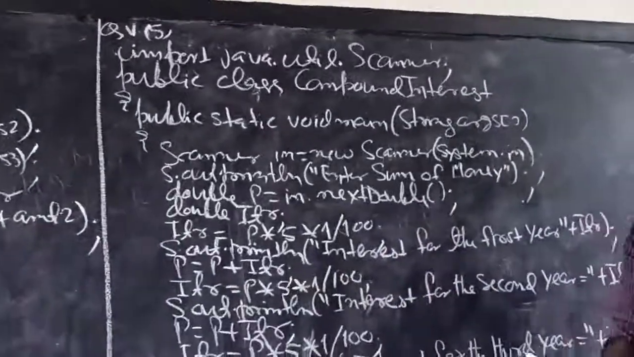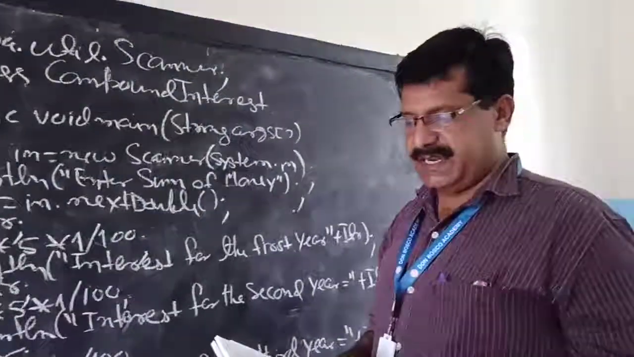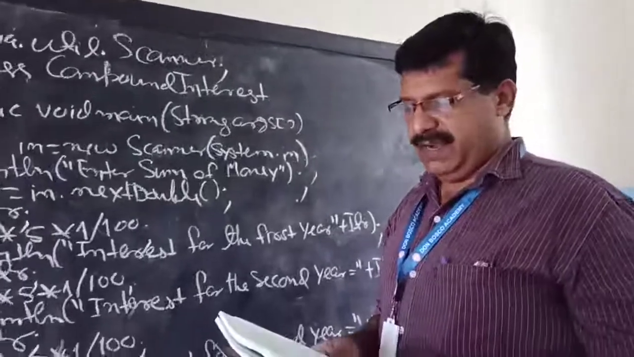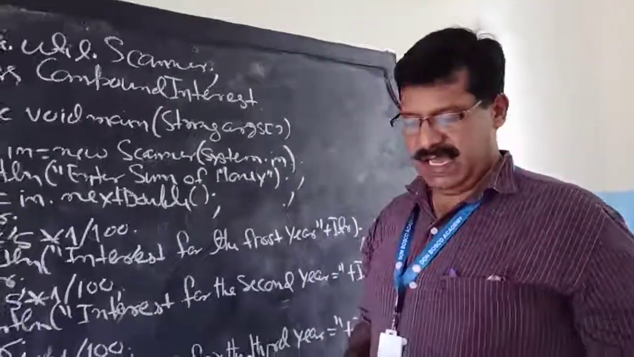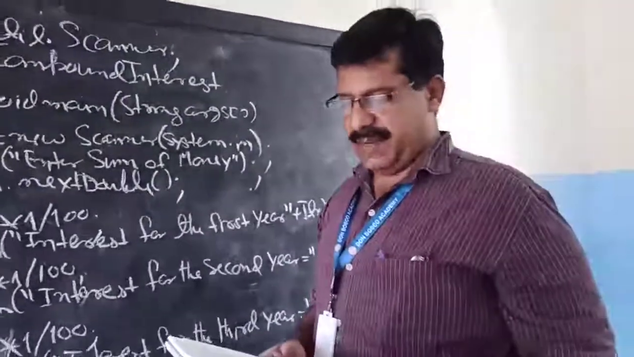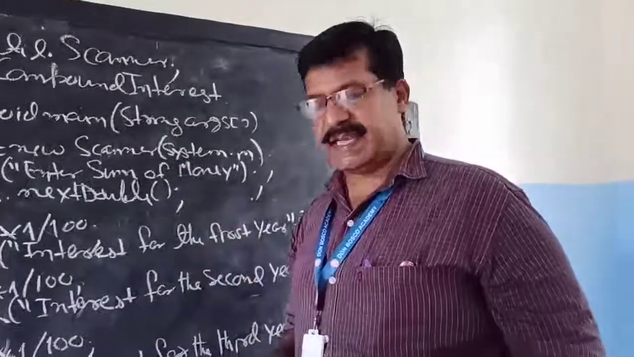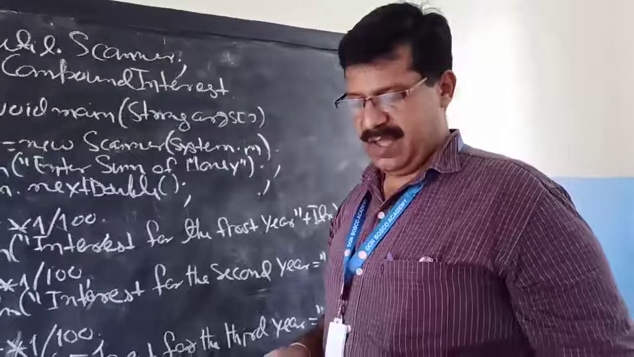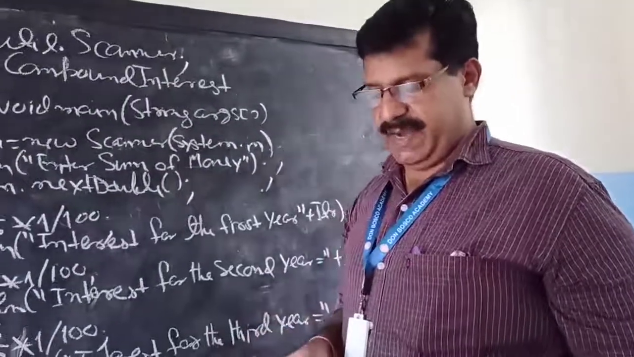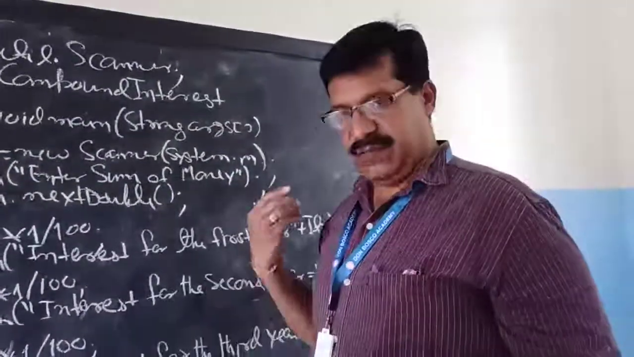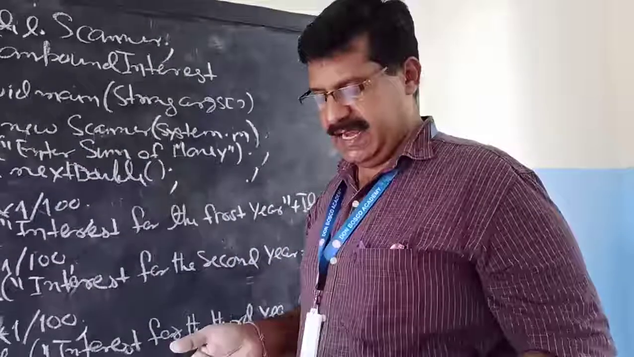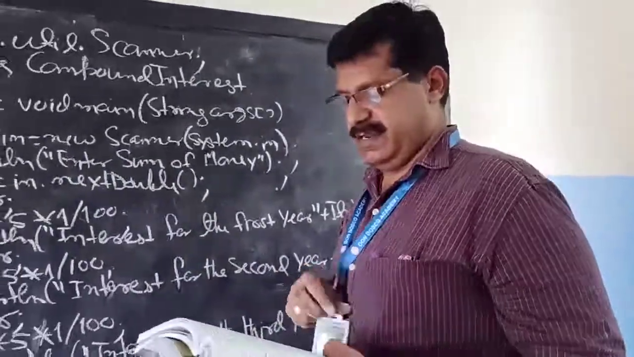Mr. Agarwal invests a certain sum at 5% per annum compound interest for 3 years. He has invested the money for how many years? 3 years. And what is the interest per annum? 5%. Now write a program to calculate and display the interest for the first year, the interest for the second year, and the interest for the third year.